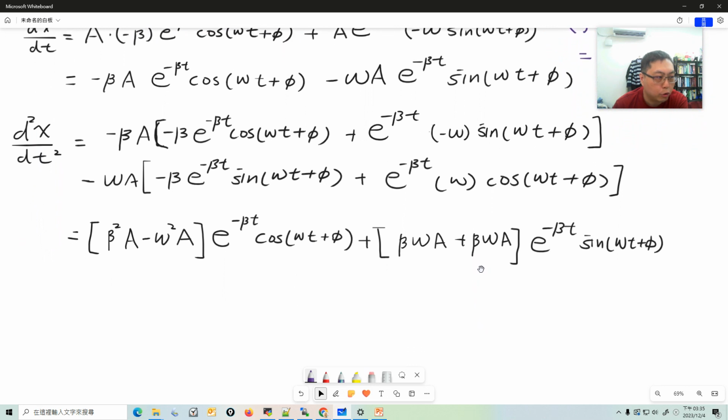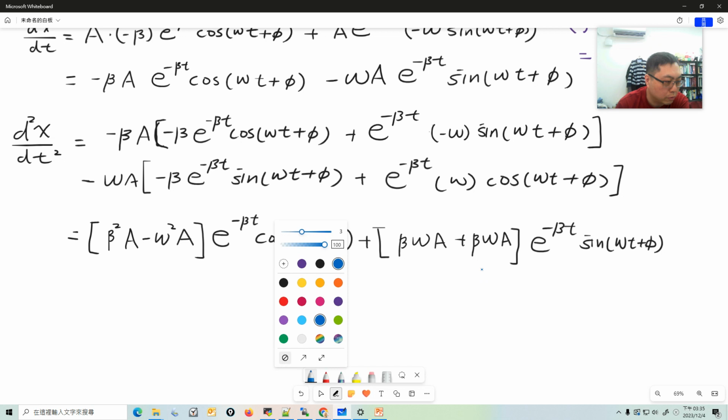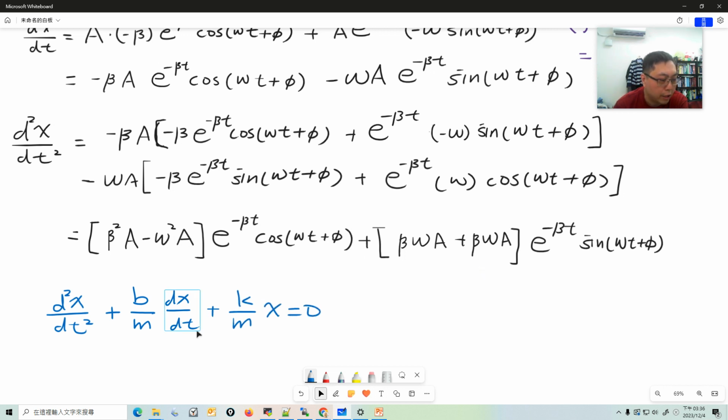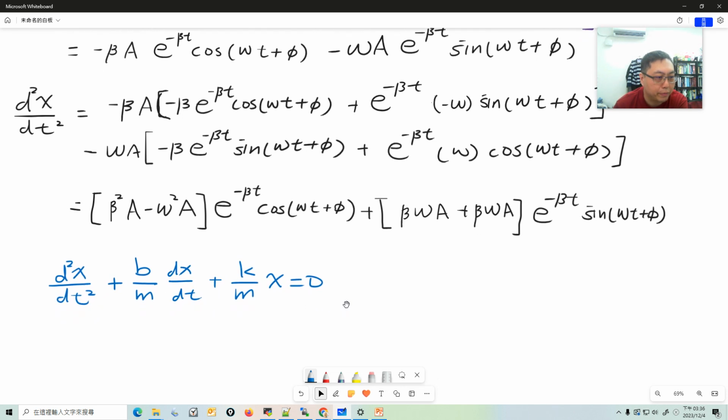So what we are trying to do, let me write down. What we are trying to do is d²x/dt² plus (b/m) dx/dt plus, I think it's (k/m) x equal to 0. So we'll have the dx/dt, and we'll have d²x/dt², the second derivative of x, together. Just lump everything together and see what happens.